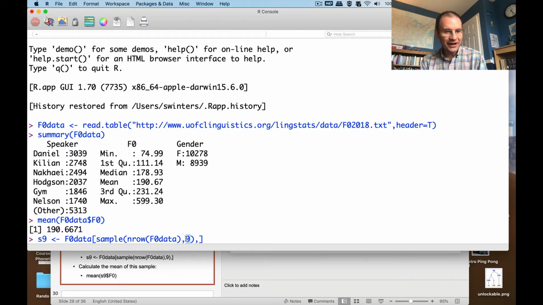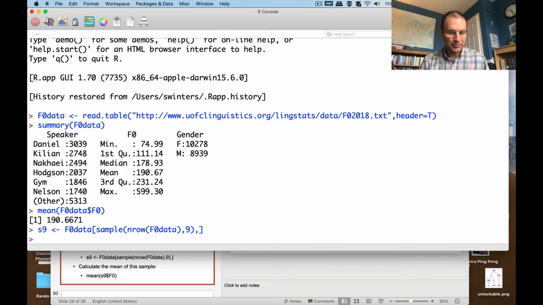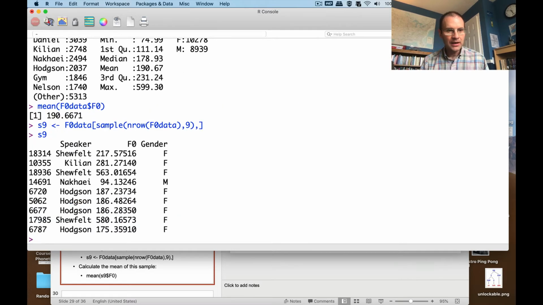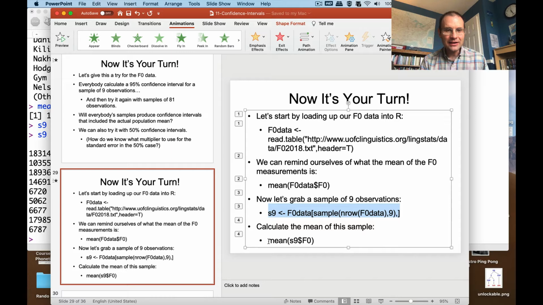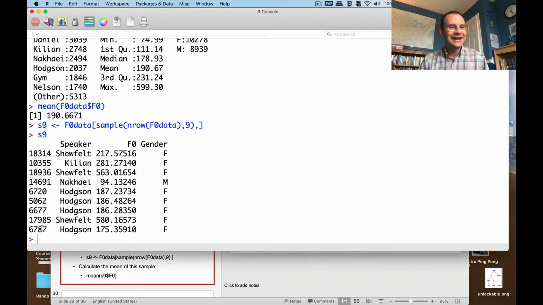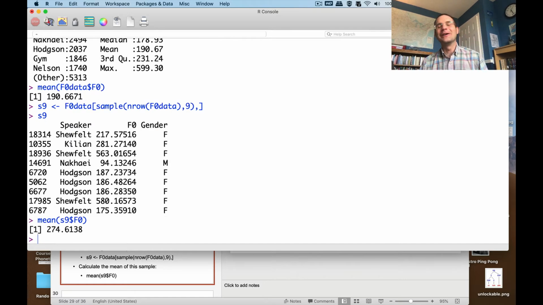And so what I'm going to do is grab a sample of 9 observations. So that's the 9 here, just 9 at random. But there's no replacement here, so there are 9 different rows out of the F0 data. And I'm going to pump those into a sample vector that I'm calling S9. And it looks like that, right? So again, this is from a variety of different speakers, and the F0s are all across the board here. What is the mean of this sample? If we know the mean, all we need to know is that it's 274.6.